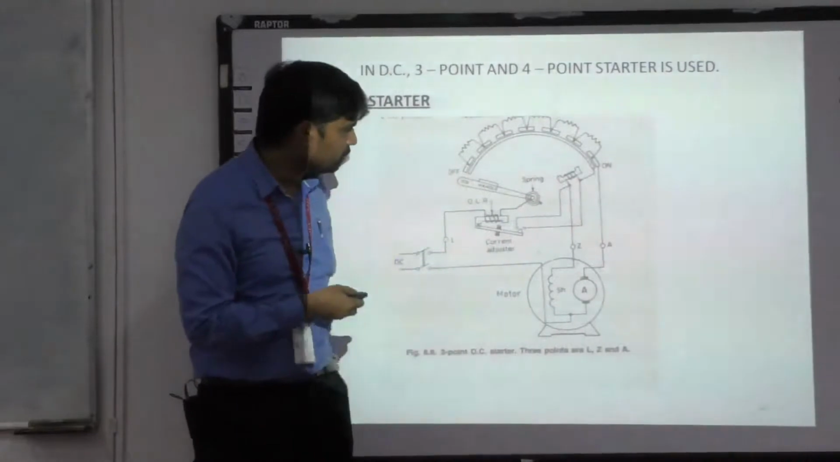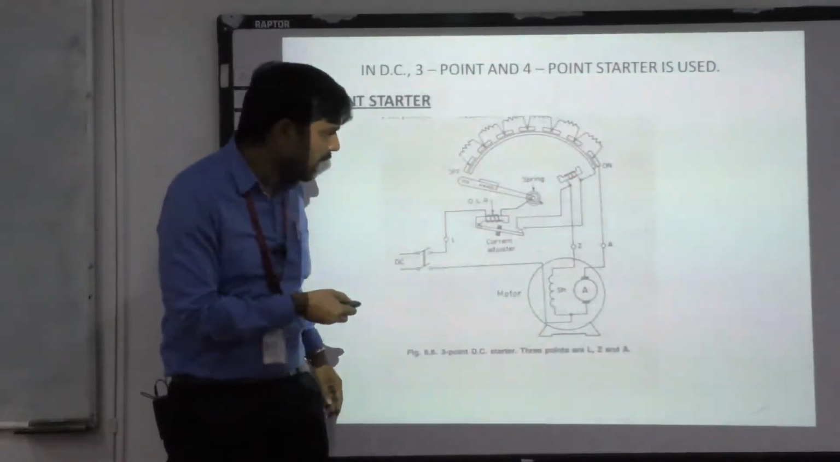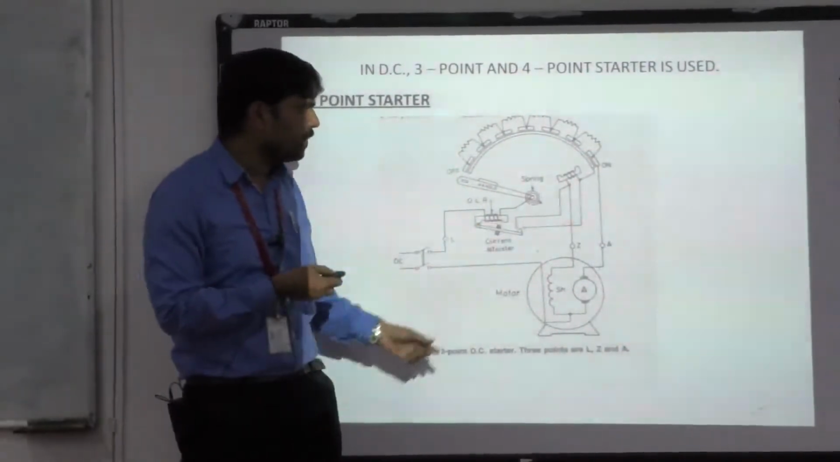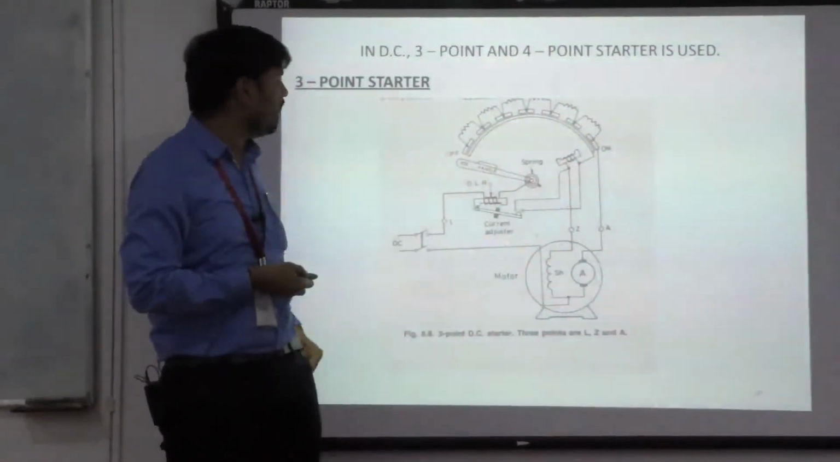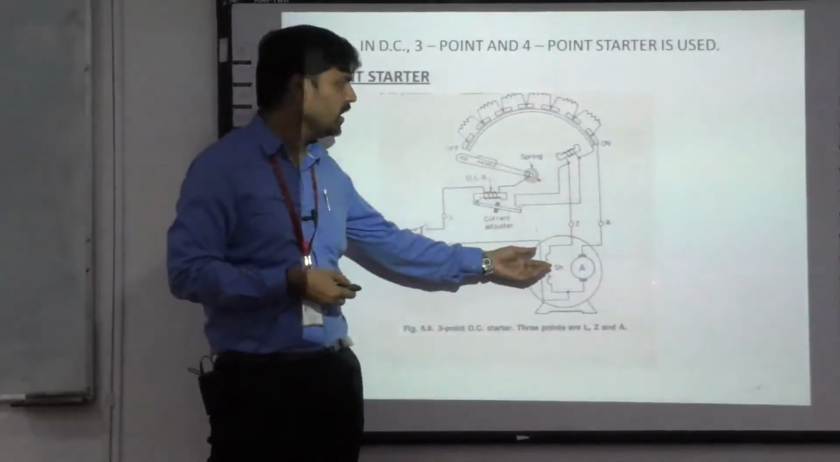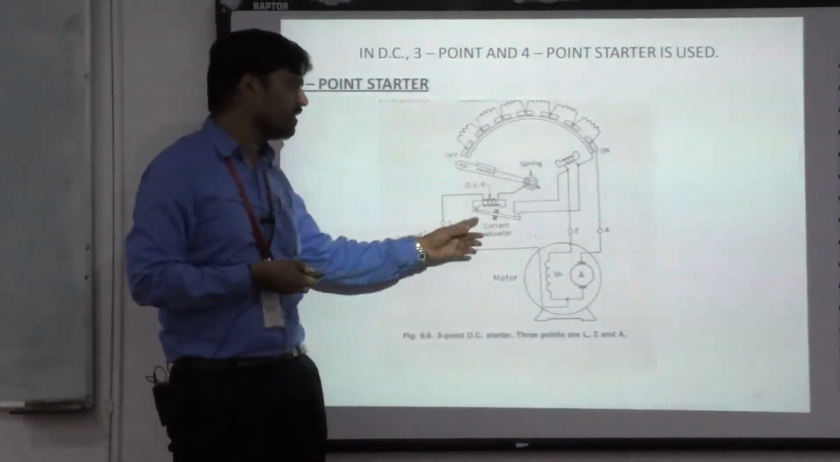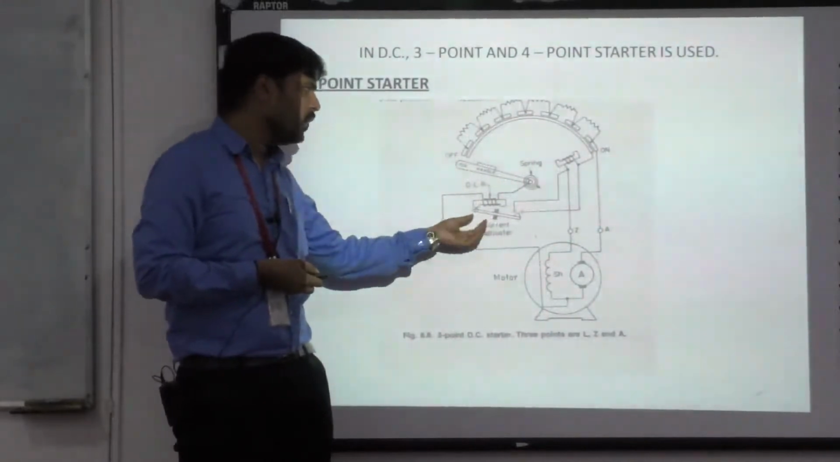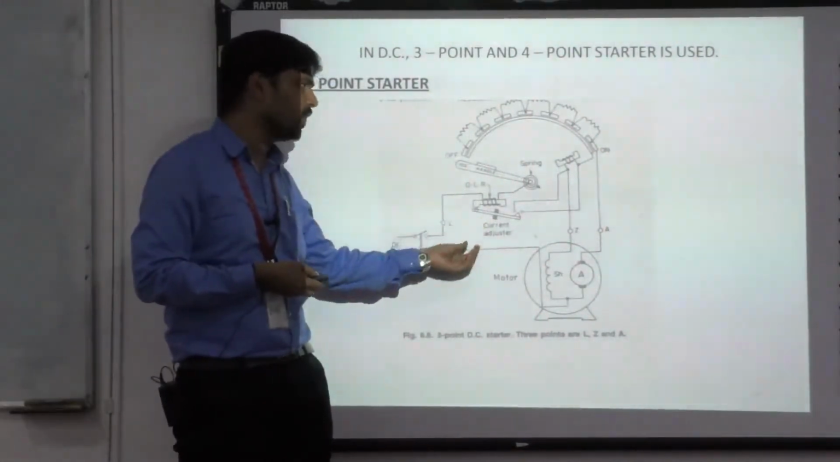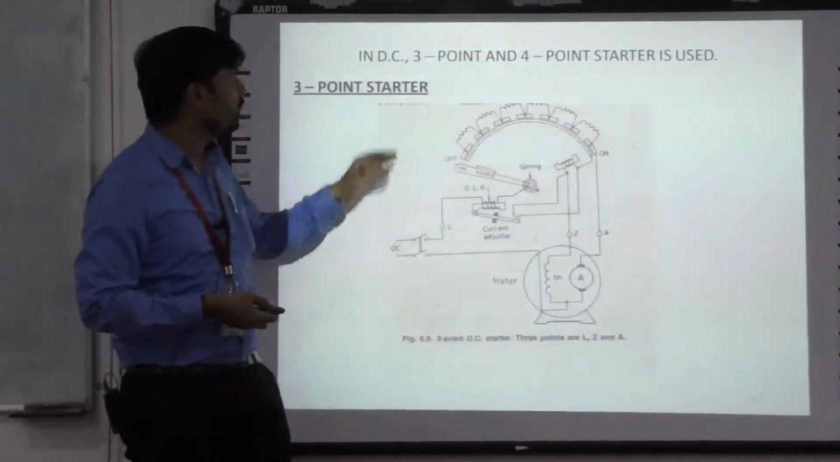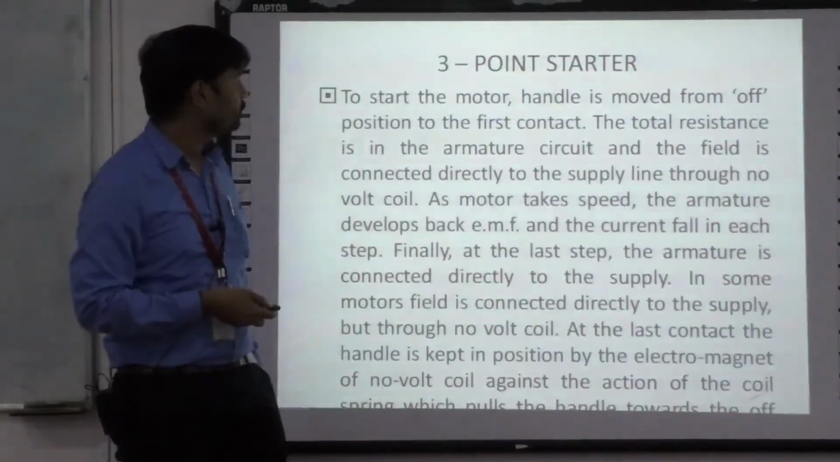Here also the field winding is connected, and with the field winding you can adjust the current. Because this is called a shunt motor, we maintain a constant flux. Whenever the overload is increased, we can change that, or cut it out here also, to avoid damage to the machine. So this is nothing but the 3-point starter.